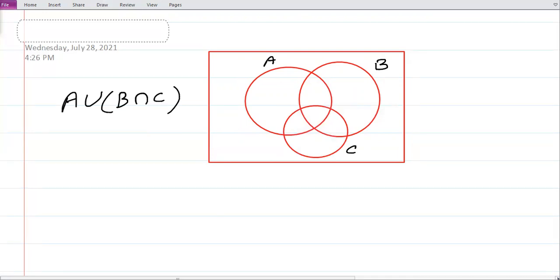Can you guys take a try with this one, please? Take a try with this one. First, go for the bracket portion, complete, and then go for the next one, and then let me know. Waiting for you guys to complete. Let me know.